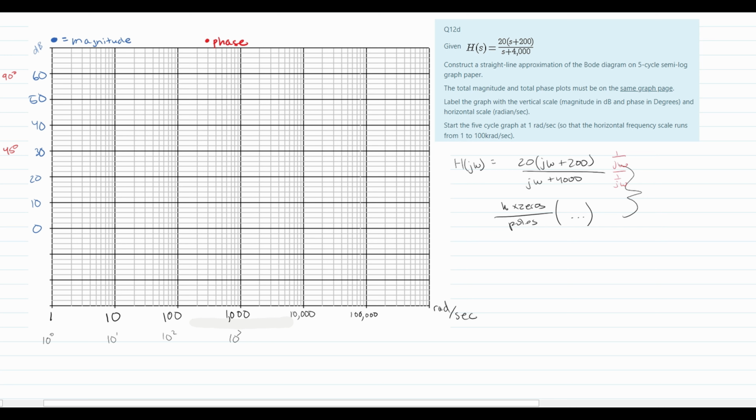And so if we do this, again we have the 1 out front, and then we're going to have a 1 plus 200 over j omega on the top, raised to the n equal to 1, and then 1 plus 4,000 over j omega on the bottom, with n equal to 1 here as well. And now we're going to look at the middle part, so on line 4 and line 5 of our table, we're specifically going to look at these parts.